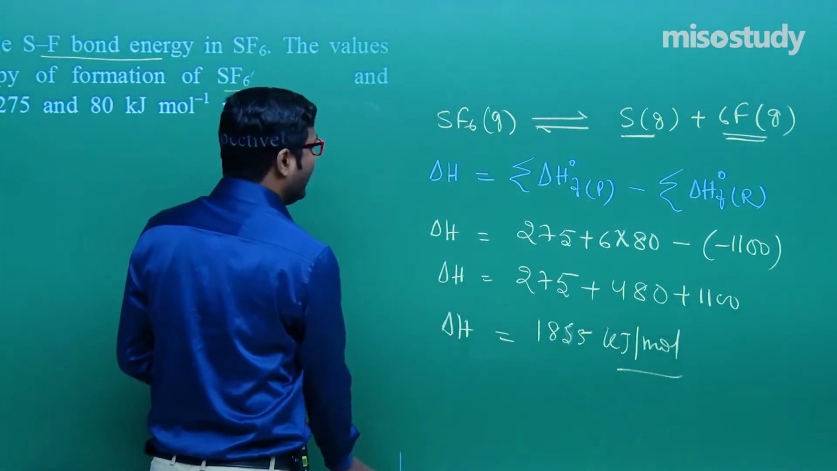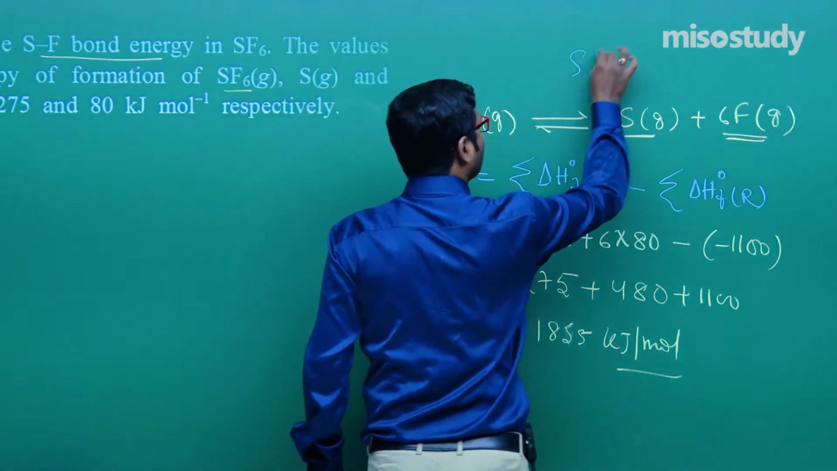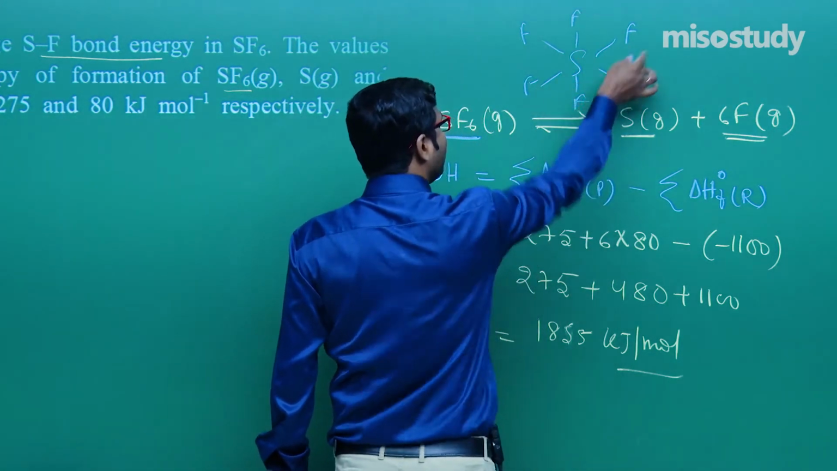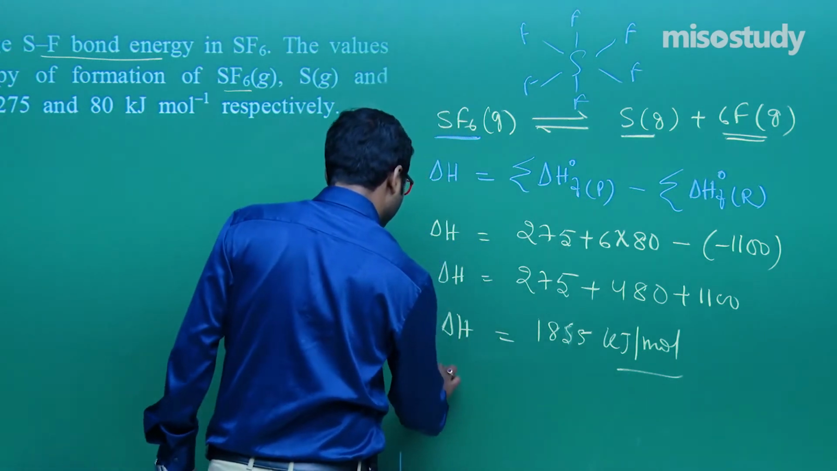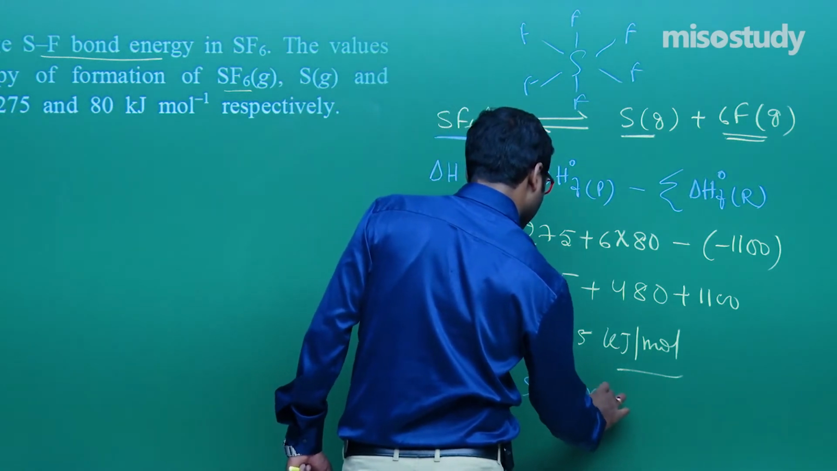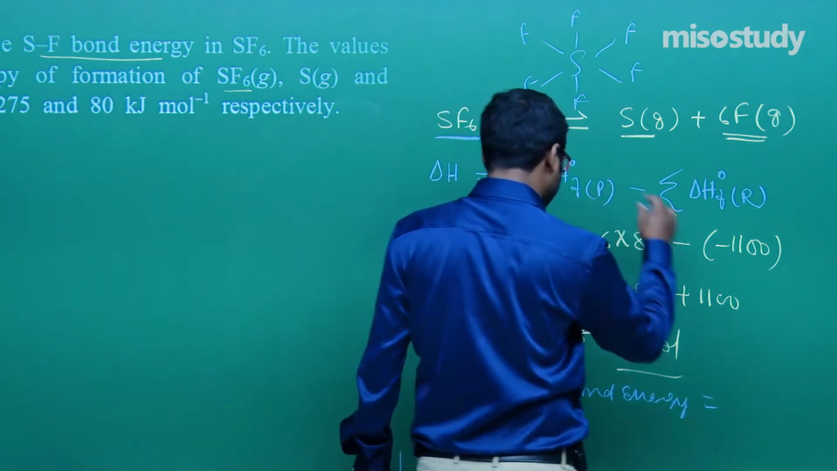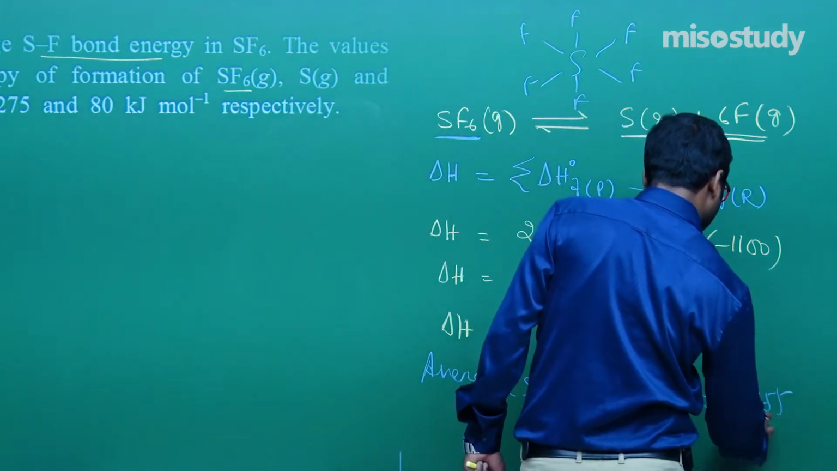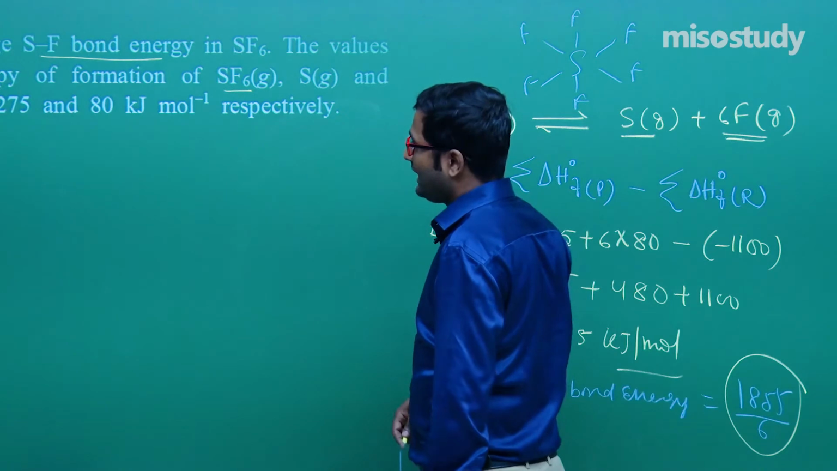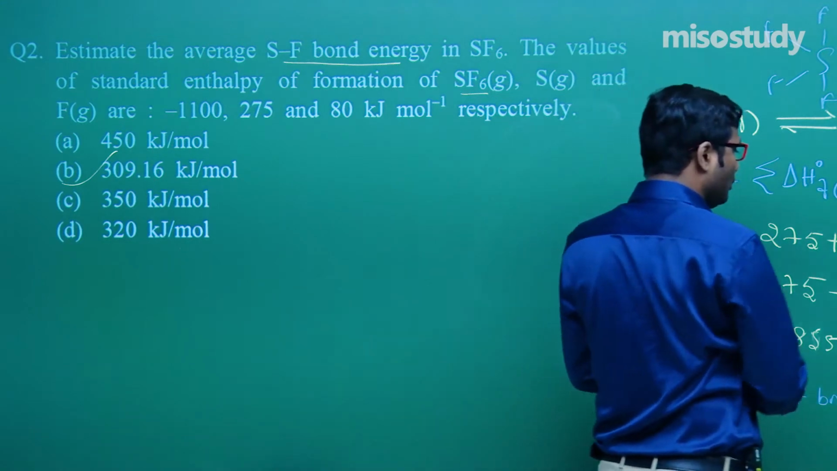Now listen carefully. As we know, in SF6 there are 6 S-F bonds like this: 1, 2, 3, 4, 5 and 6. Now each bond will break. So the average S-F bond energy will be 1855 divided by 6. So in this case, the answer will be around 309.16 kilojoule per mole. Clear, friend?